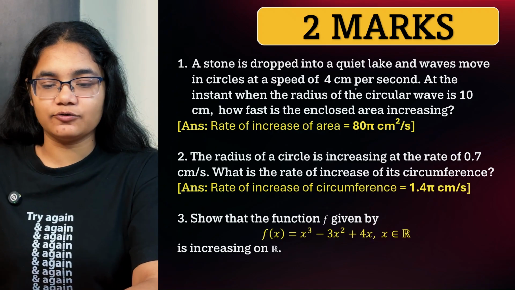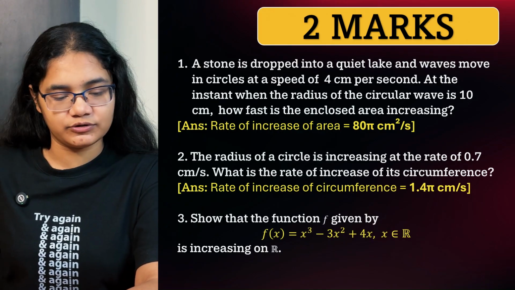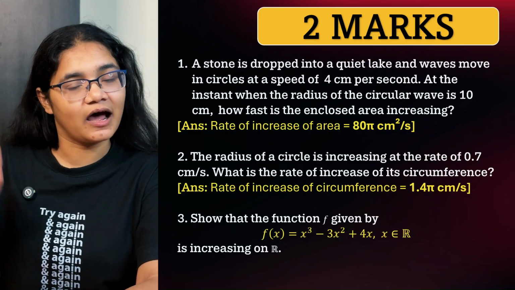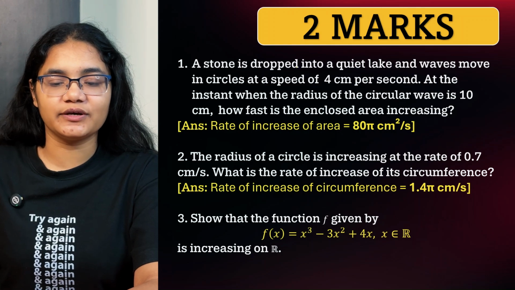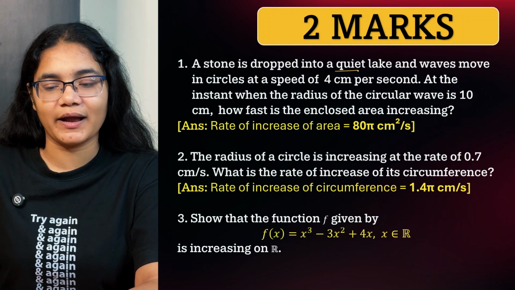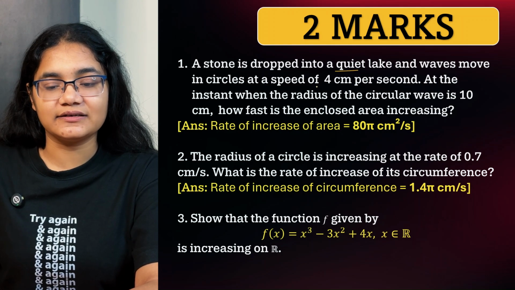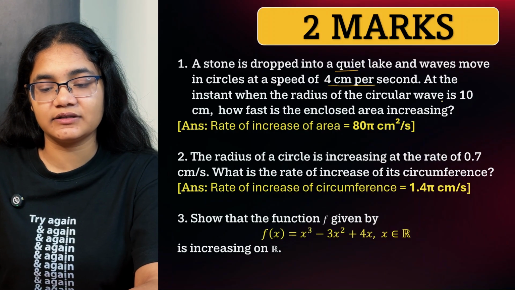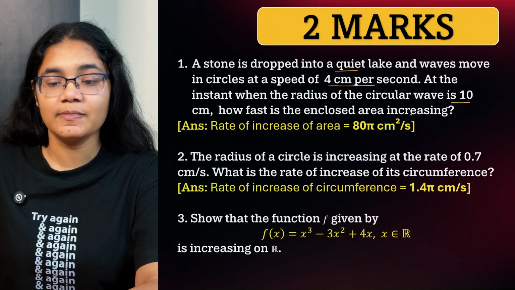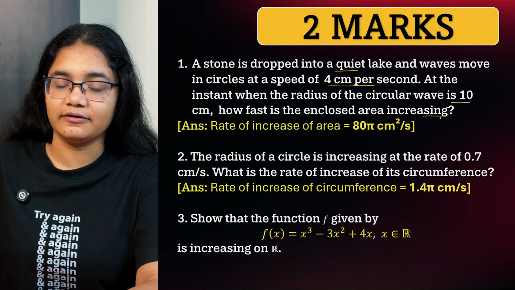Okay, now let's move to the 2 marker questions. I have given answers also with these questions, so you can practice and check your answers. The first question is: a stone is dropped into a quiet lake and waves move in circles at a speed of 4 centimeter per second. At the instant when the radius of the circular wave is 10 centimeter, how fast is the enclosed area increasing?